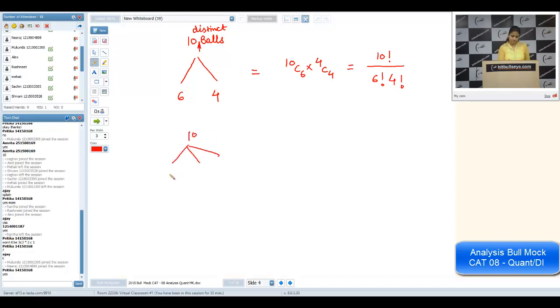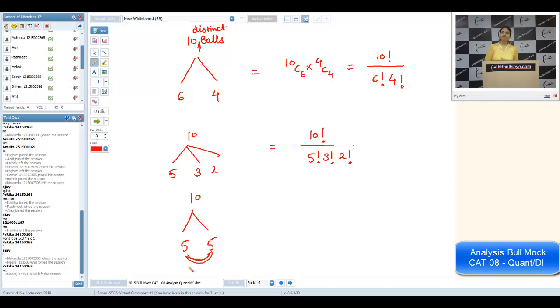Suppose this is the case. So I'm writing the answer only. It will be 10 factorial divided by 5 factorial, 3 factorial, 2 factorial. Now come to this case. Here is the problem. Why so? Because the composition of groups are same. We need a group of 5. The next group should be of 5, same composition.